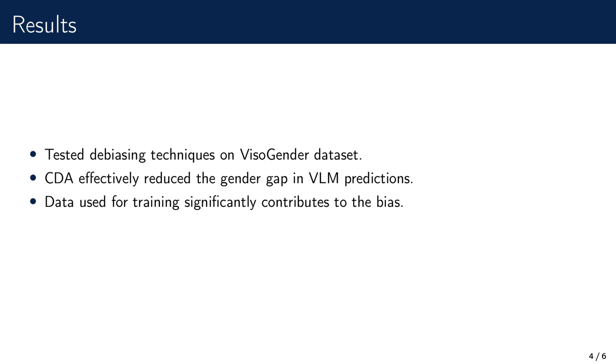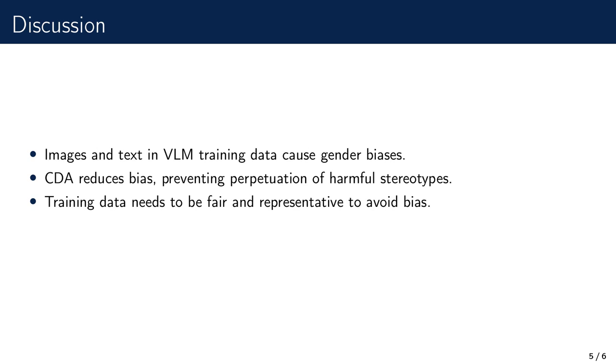We tested our debiasing techniques on a special dataset we created called VisualGender, which is specifically designed to measure gender bias in VLMs. We found that CDA, which focuses on changing the training data, was effective at reducing the gender gap in the VLM. Our experiments showed that using the CDA technique significantly reduced the gender bias in the model. Our findings suggest that the images and text that VLMs learn from play a big role in creating gender biases. By using techniques like CDA, we can reduce the amount of bias that the model exhibits.